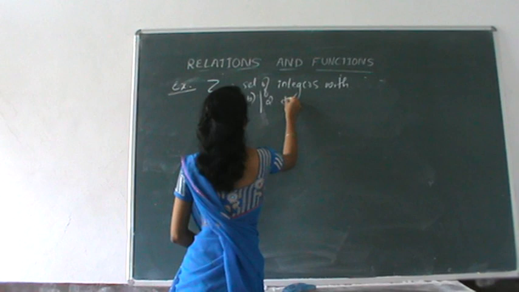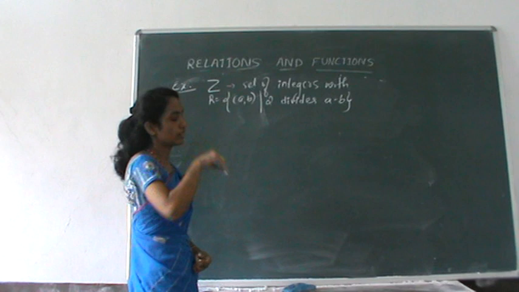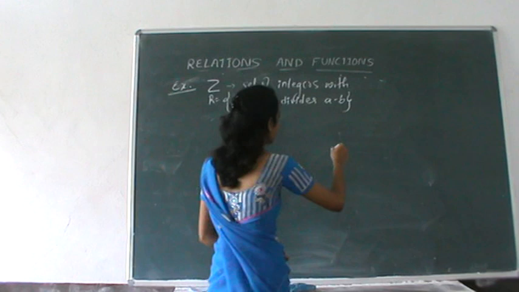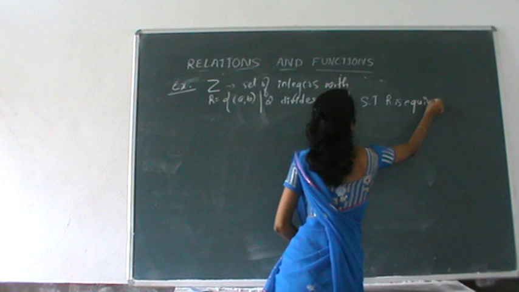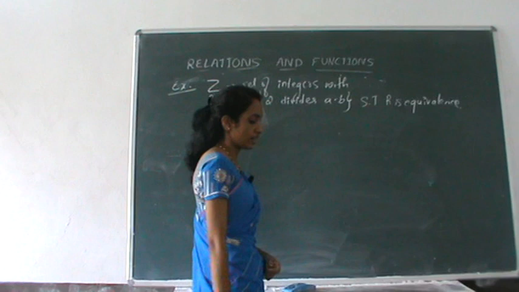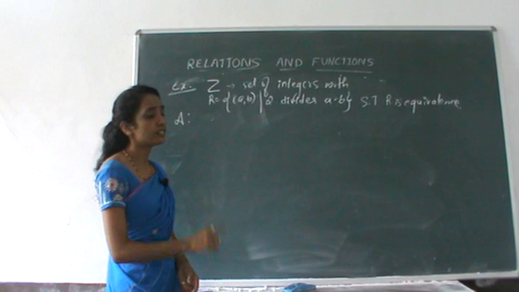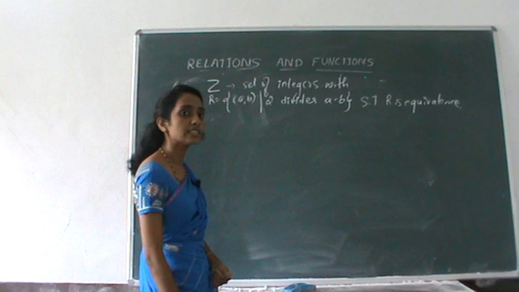a minus b, 2 divides a minus b. Show that R is an equivalence relation. Given set Z, the set of integers, with the relation (a, b) such that 2 divides a minus b.